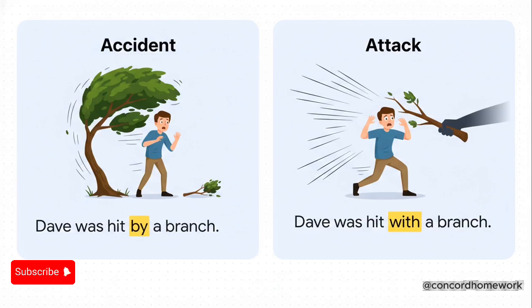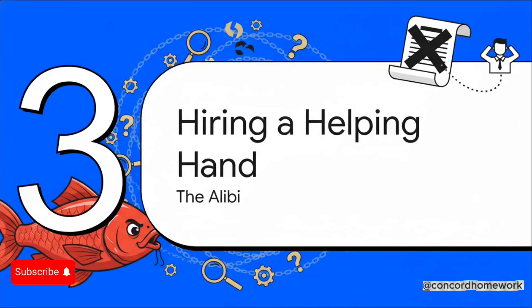But if you hear Dave was hit with a branch, the whole scene just changes, doesn't it? Suddenly, you're imagining an unseen person using that branch as a weapon. That little preposition, with, implies there's an agent, that it was a deliberate act. It's such a tiny detail, but it has huge implications. You know, every good investigation has what they call a red herring, a false lead. So let's look at a case of hiring a helping hand. This is like a grammatical alibi that, well, isn't always about hiding blame.